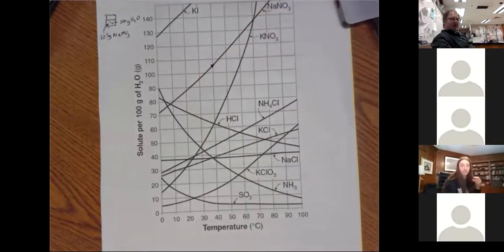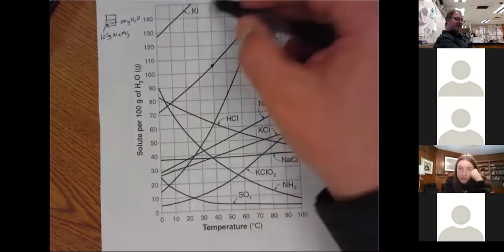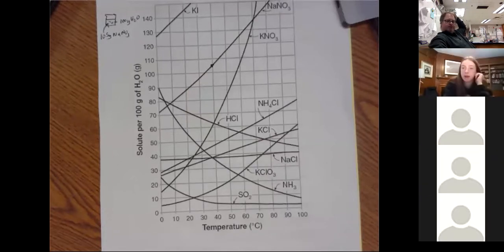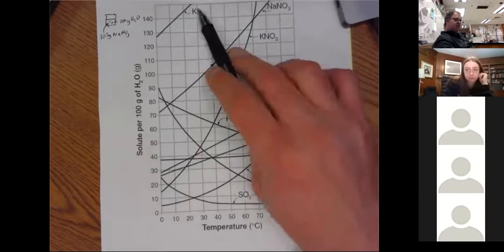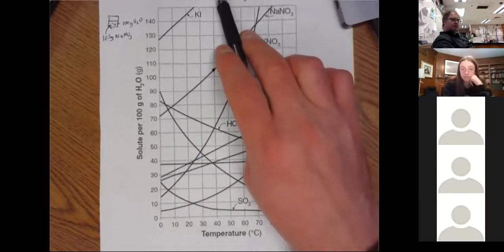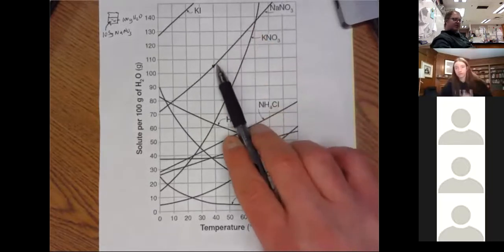If we did this with all of these salts, which one would still be able to dissolve more? Which one would be unsaturated? If we took every single one of these salts and we put 105 grams and 100 grams of water at 40 degrees, which one would still make an unsaturated solution? Potassium iodide. Potassium iodide, because it's not saturated until we're way up wherever this is, right? So potassium iodide would be unsaturated.